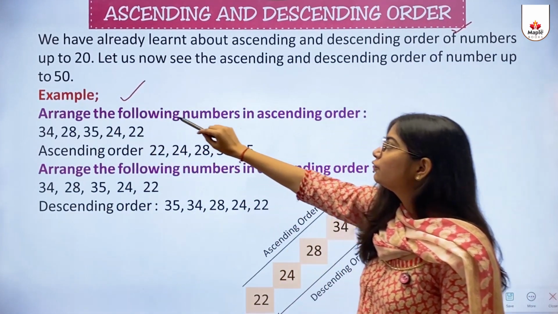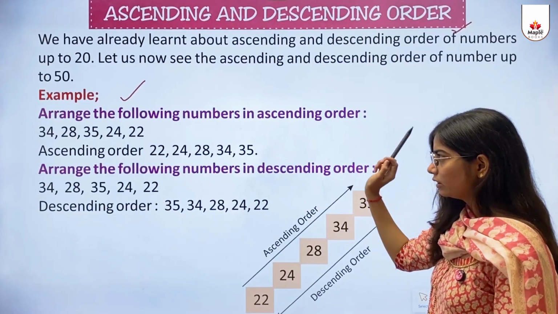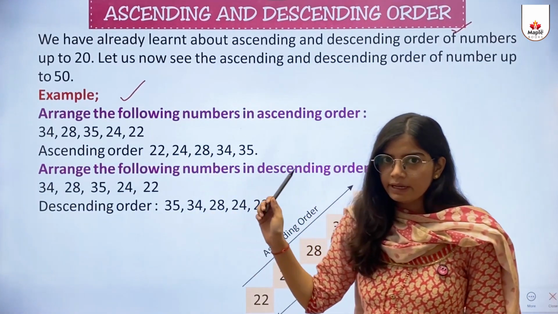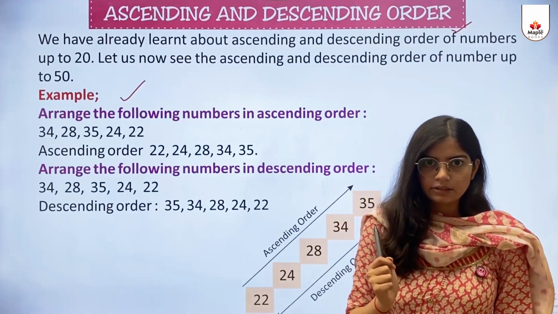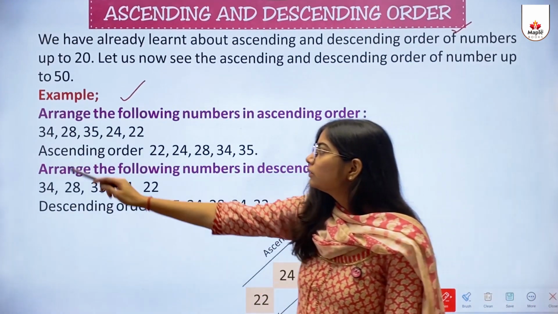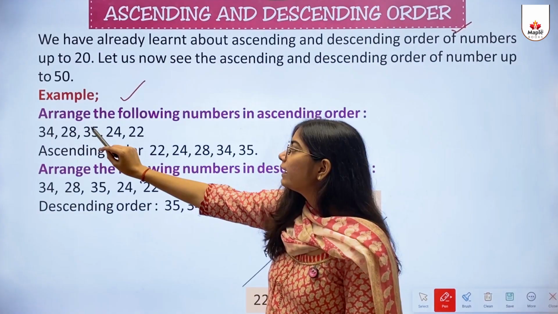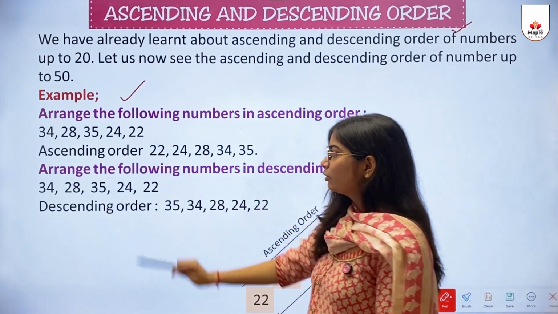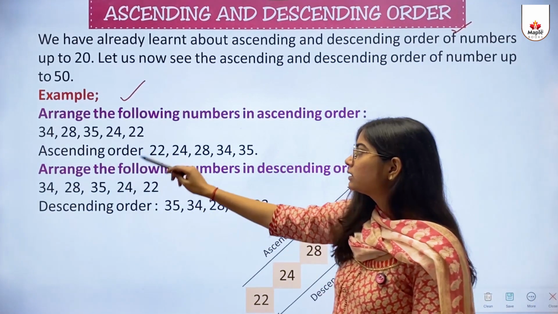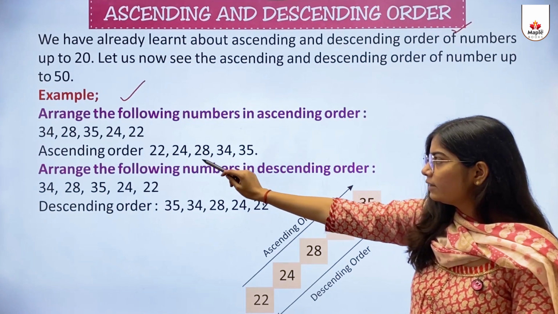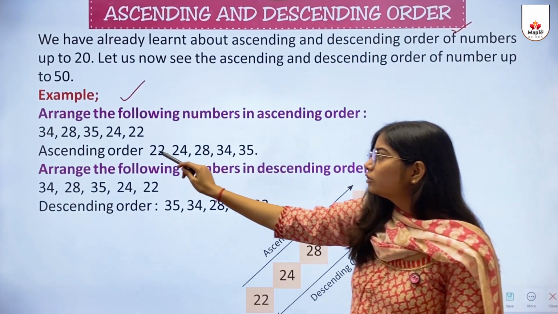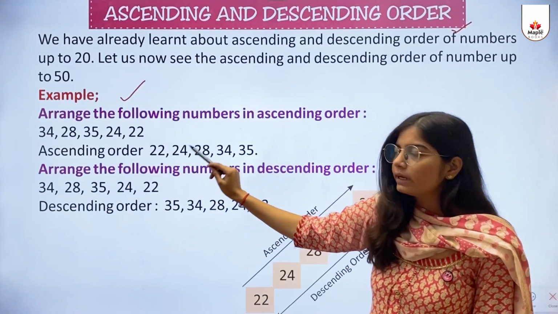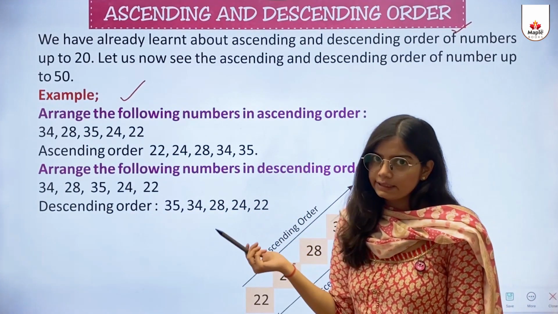Example, arrange the following numbers in ascending order. Okay, ascending means smallest to largest number. Okay, we have 34, 28, 35, 24, 22. Now the ascending order is 22, then 24, 28, 34 and 35. So 22 is the smallest one and 35 is the largest one. Okay.